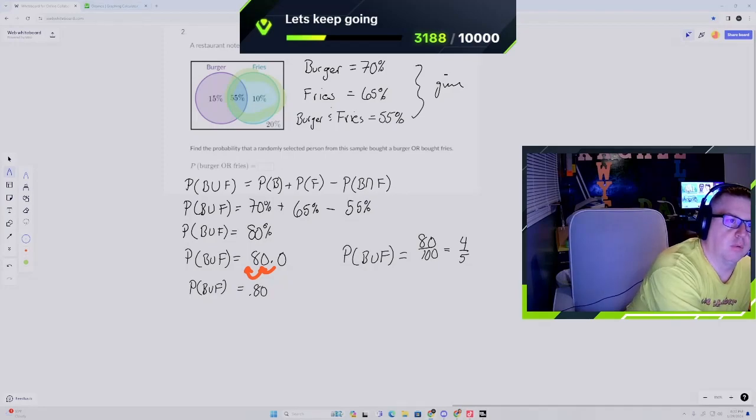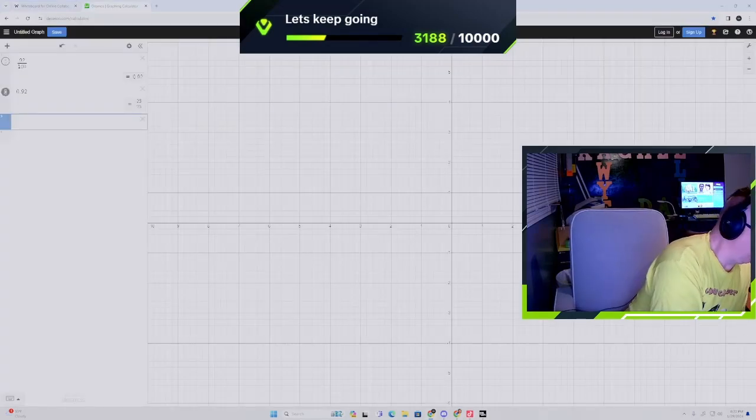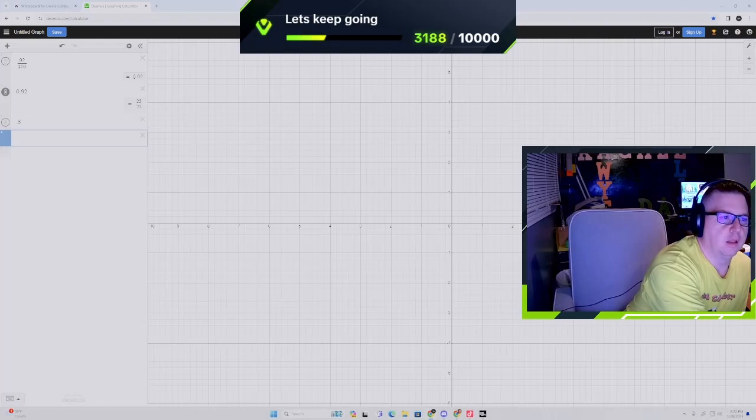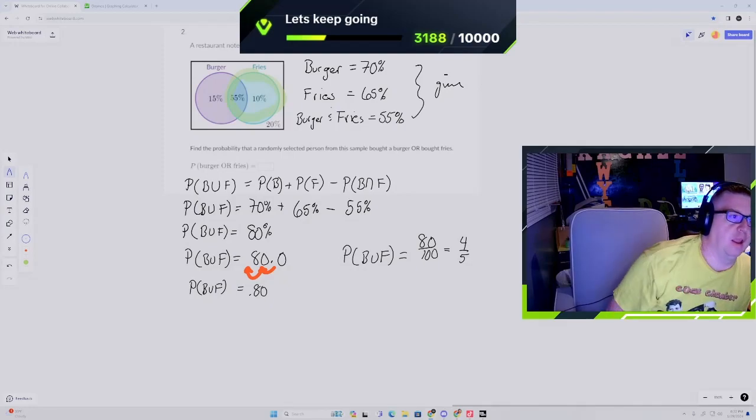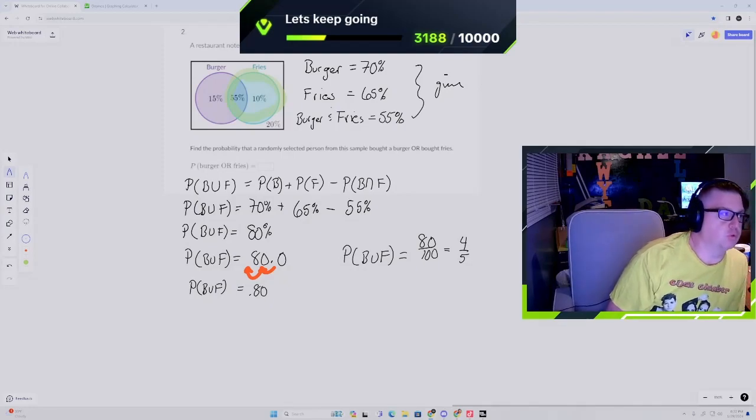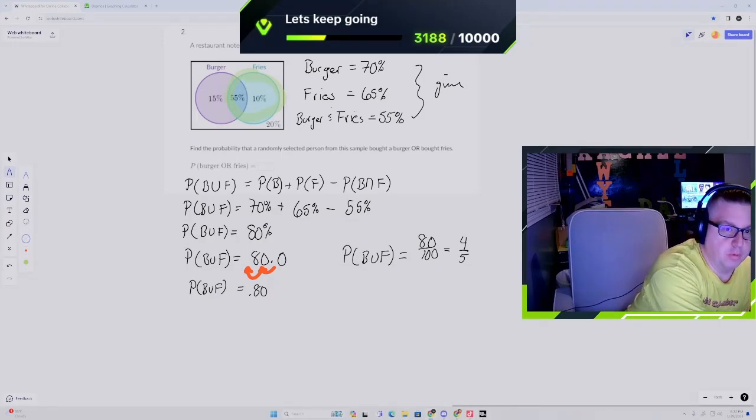And just to double check, we would go to Desmos. We're going to put in 0.8. And if we click on this, it would give us 4/5. So we know we got the right answer. So this is where they are overlapping and are not mutually exclusive. So if they have overlap, they are not mutually exclusive.